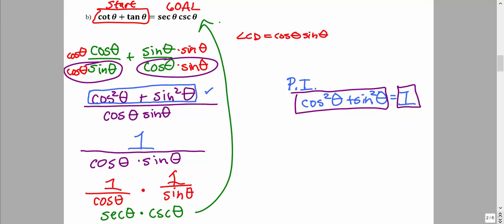So we have now verified that the left-hand side can be converted to look like the right-hand side. So these are equivalent expressions, and we have just verified that identity.